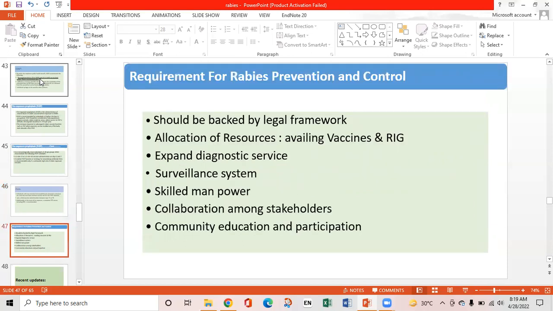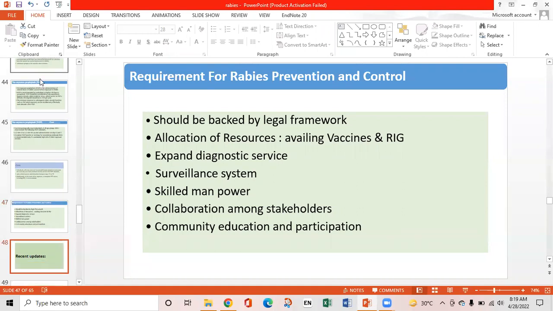Requirements for rabies prevention and control: it should be backed by a legal framework, allocation of resources, availability of vaccines and rabies immunoglobulin, expanded diagnostic services, a surveillance system, skilled manpower, collaboration among stakeholders, and community education and participation.